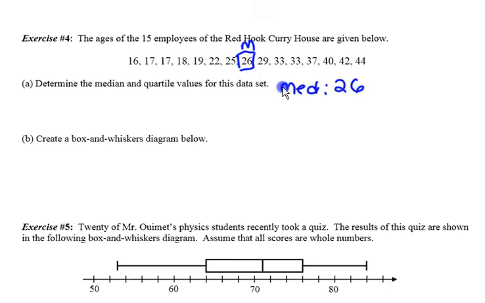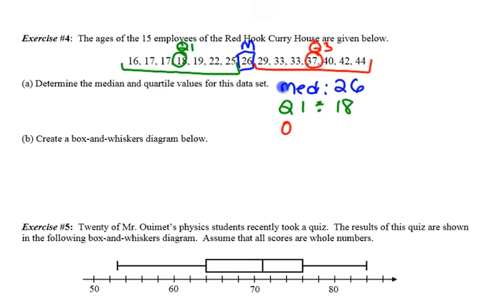Now I have to take a look at my lower data, so from 16 to 25, and I have to find the median of that. So that would be 18. That's your Q1. And I have to find Q3, which is the median of the upper half, which is going to be 37.